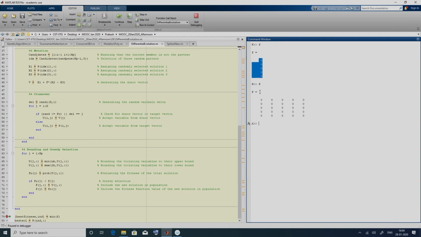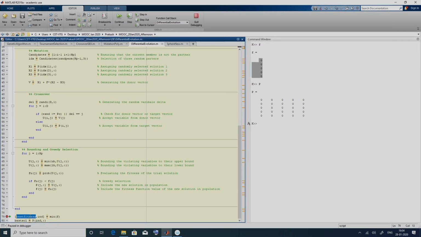which is the globally optimal solution for this function. Now what we are doing is similar to what we have done in TLBO and PSO. We want to determine what is the best fitness function value and what is the best solution. So, we find this min of f, because f contains the fitness function values. We find the minimum value is stored in this best fit and its location is stored in IND, and then we are extracting the population member corresponding to IND.